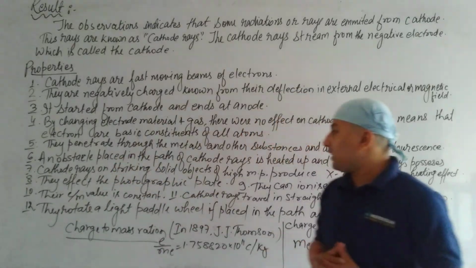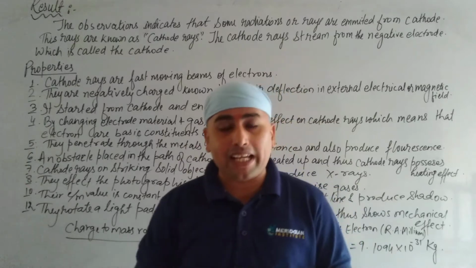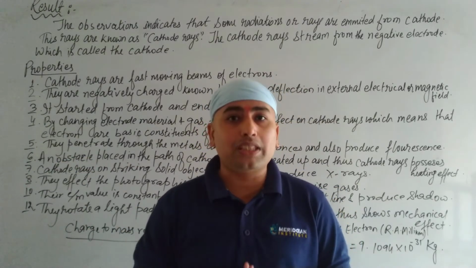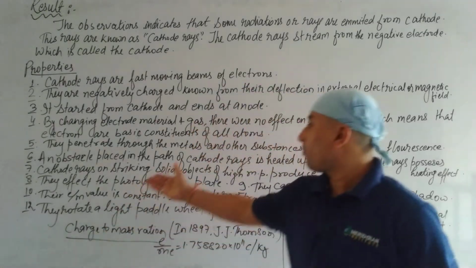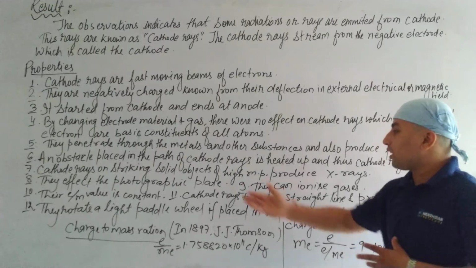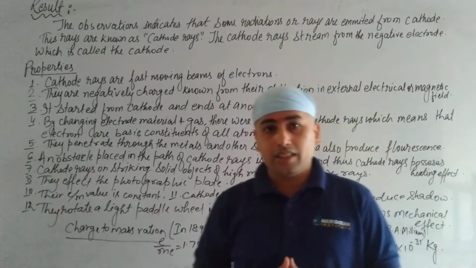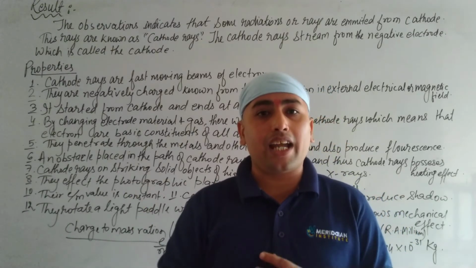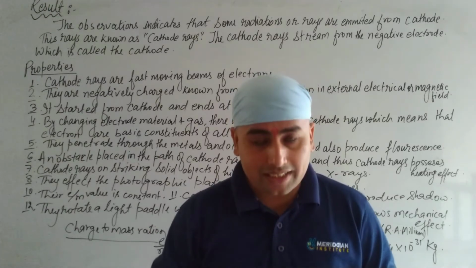An obstacle placed in the path of cathode rays is heated up. When any obstacle has been placed in the path of cathode rays, it heats up. This shows that cathode rays possess a heating effect. Cathode rays on striking solid objects of high melting point produce X-rays. When these cathode rays strike high melting point metals, they produce X-rays.